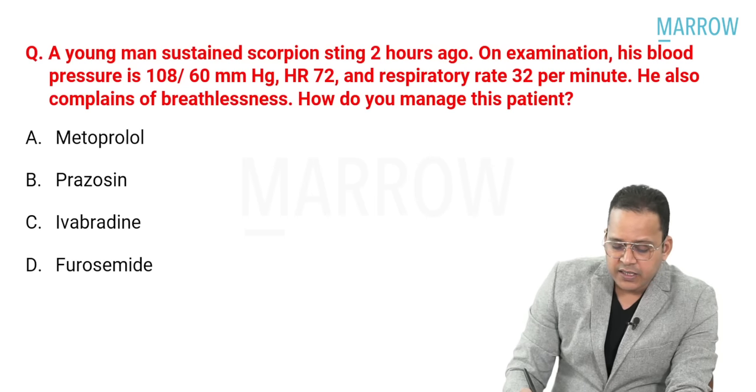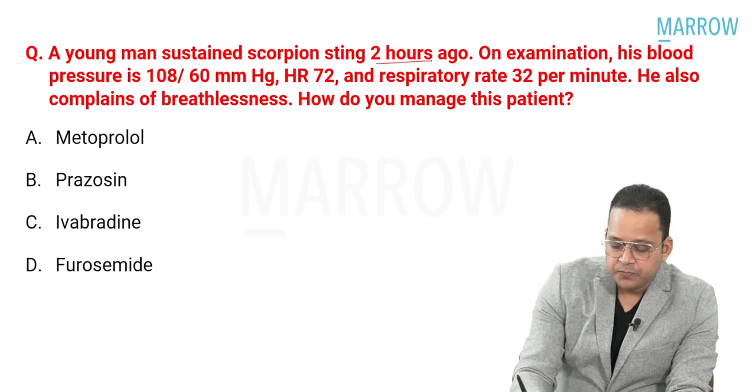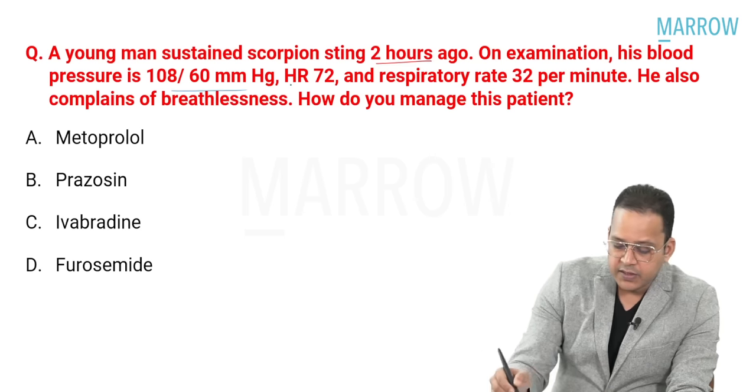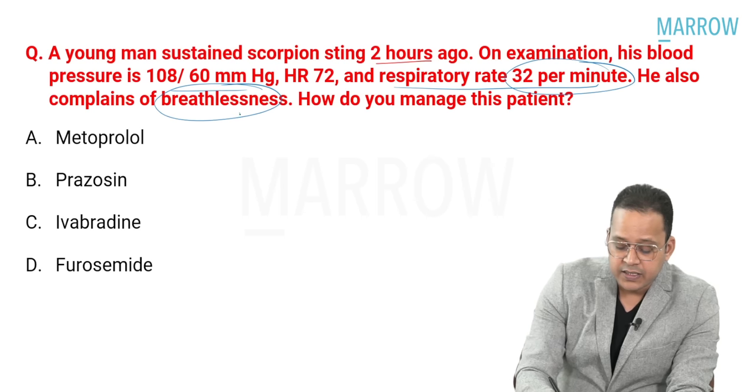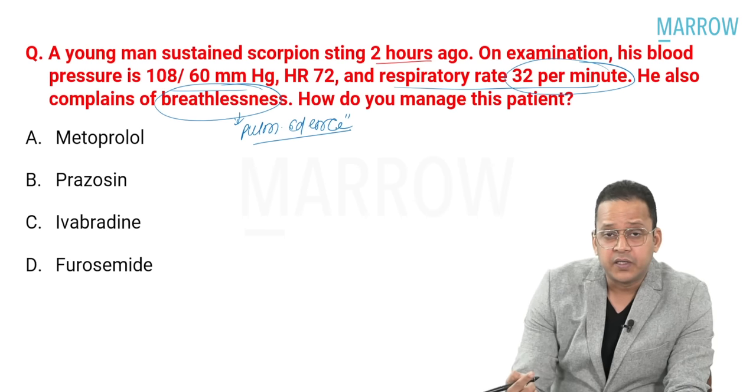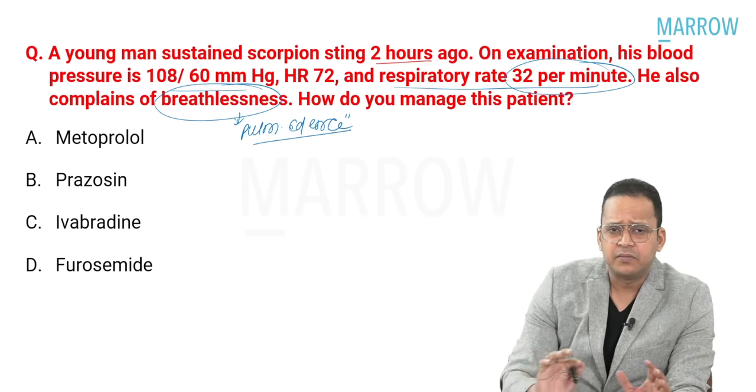A young man sustained a scorpion sting 2 hours ago. On examination, his blood pressure is 186. Respiratory rate is 32, it is increased. Complaints of breathlessness. So he is already developing pulmonary edema. Right. So see, scorpion bite can cause hypertension. It can cause pulmonary edema.